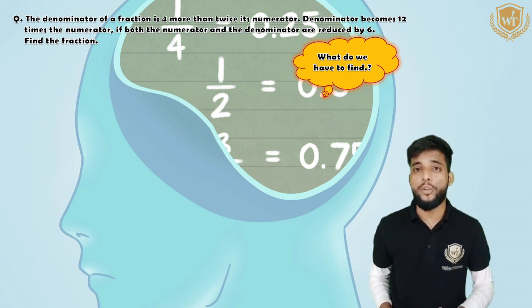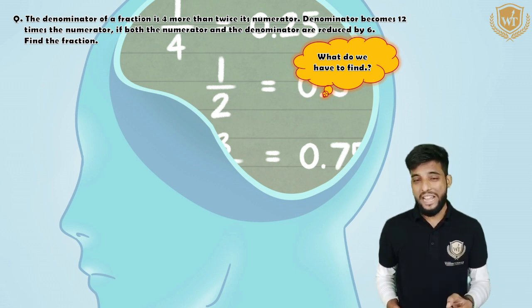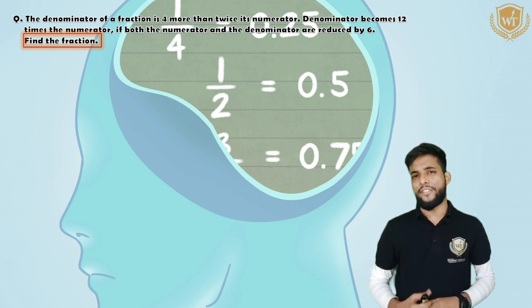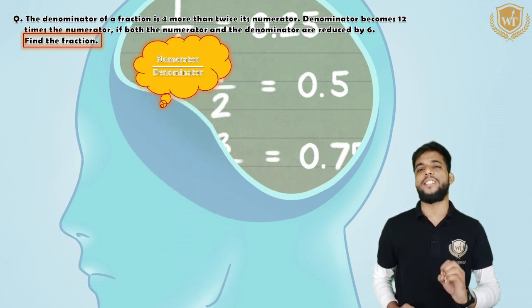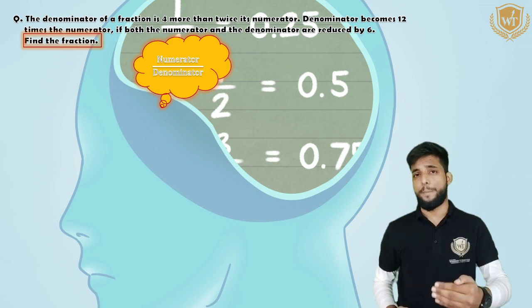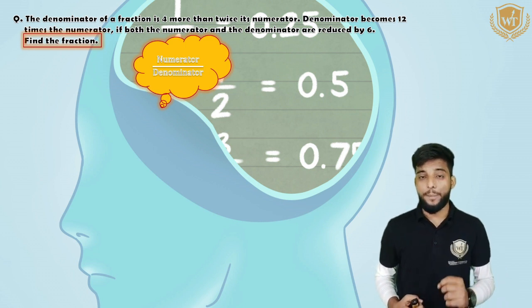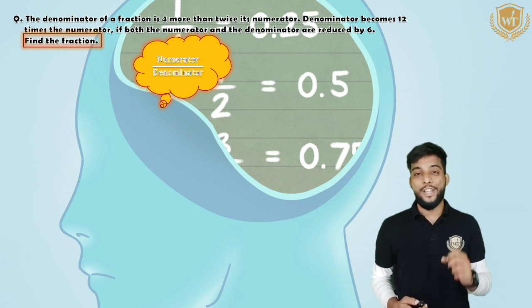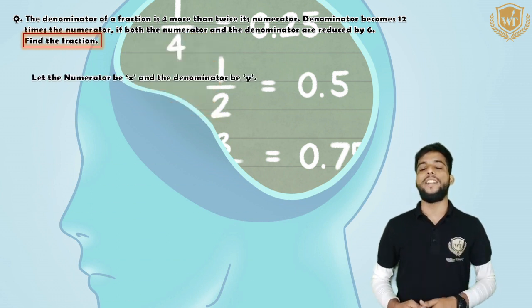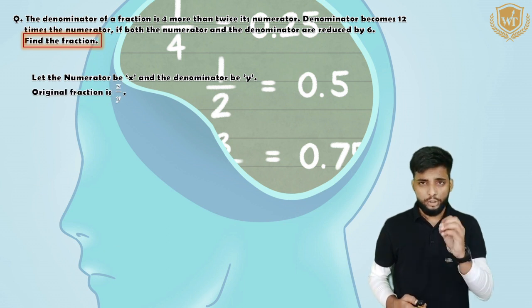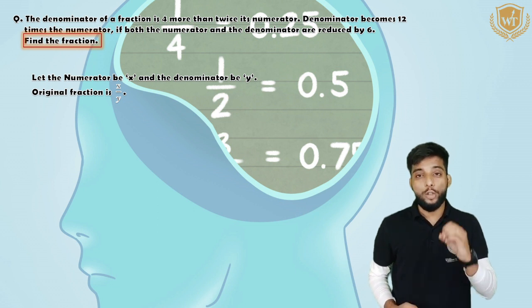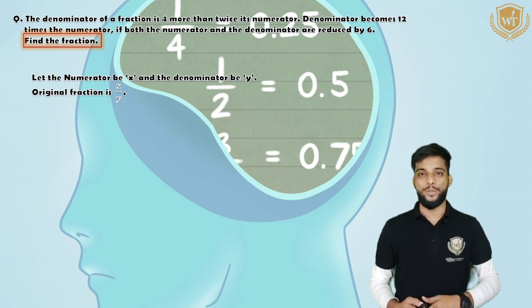Cross question. What do we have to find over here, students? We have to find the fraction. Now when I say we have to find the fraction, matlab we have to find something like this, right? Numerator upon denominator. Matlab we have to find the numerator as well as the denominator. So let us consider the numerator as x and the denominator as y. So the original fraction therefore will become x upon y. Now this is what we have to find, students.